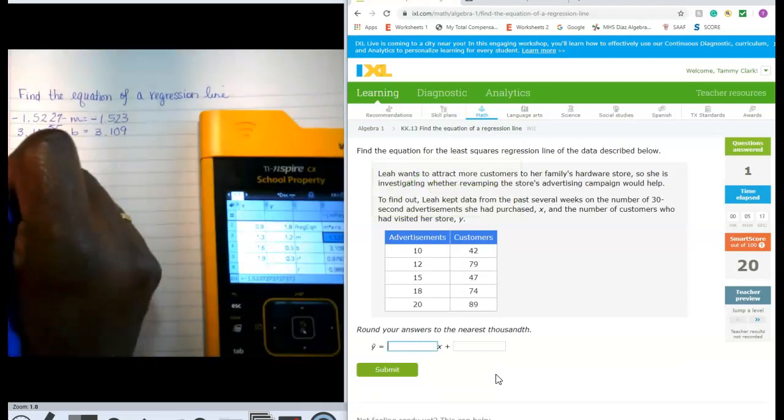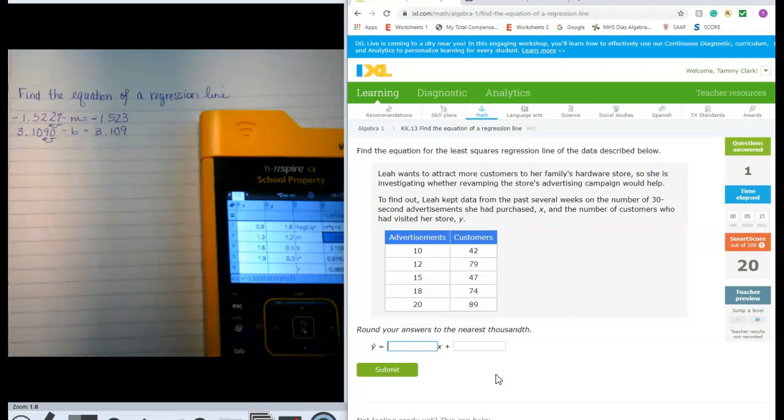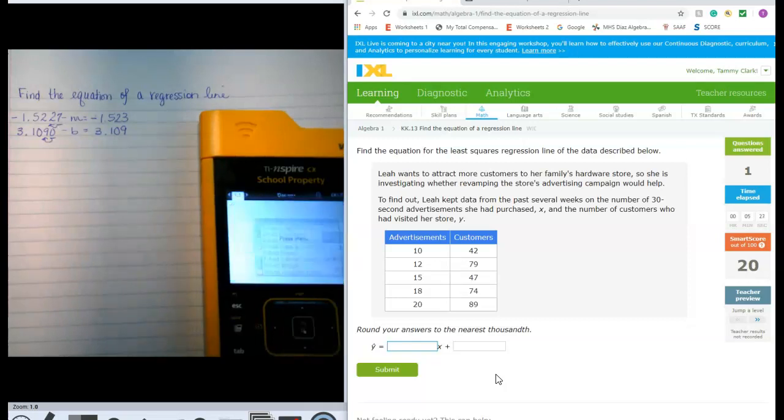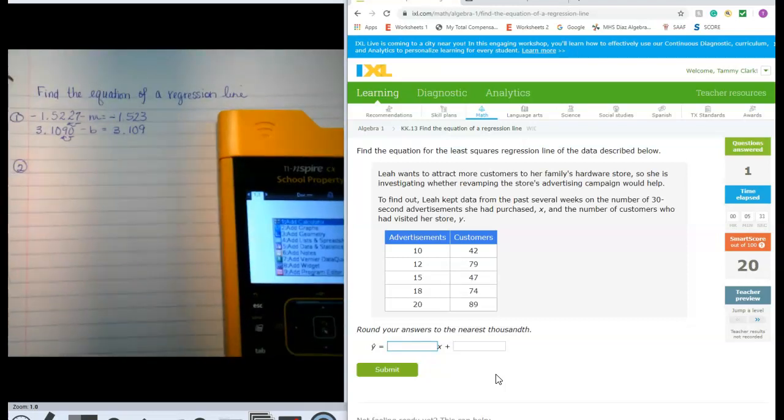Let's look at number 2. And I'm not going to do too many of these because the process is the same as to find the correlation coefficient. And so I just want to make sure that you understand how to find the slope and y-intercept from here. I'll move that over a little bit.